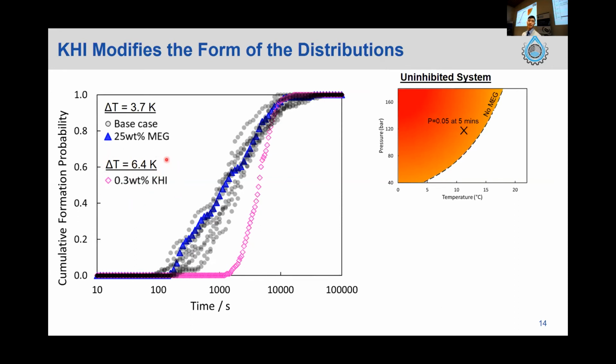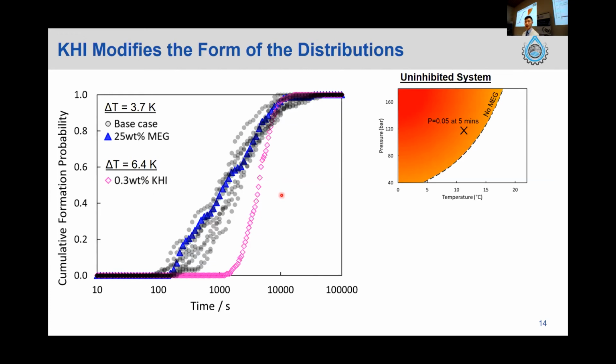Note that the subcooling here is a bit higher. I had to run it at a higher driving force, because if I ran it at 3.7 Kelvin, I would not get any meaningful data, as I would wait isothermally for about 100 hours without any hydrate formation. So I need to boost up the driving force to get some meaningful data, with 6.4 Kelvin. With 6.4 Kelvin and 0.3 weight percent KHI, you can see the distribution shifts to the right of the graph.